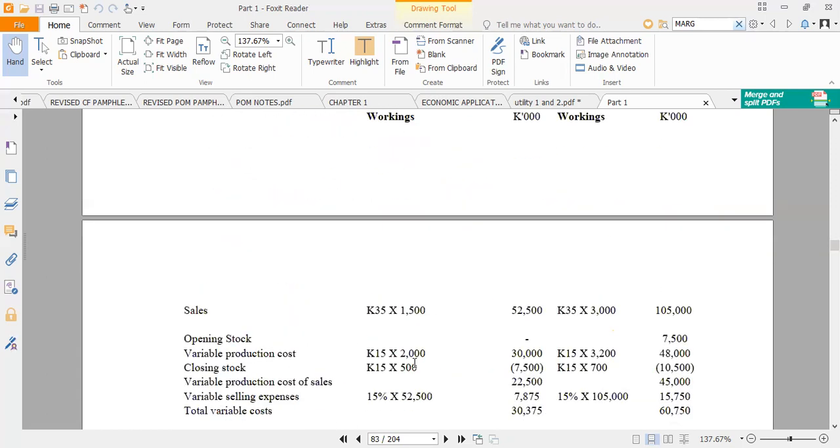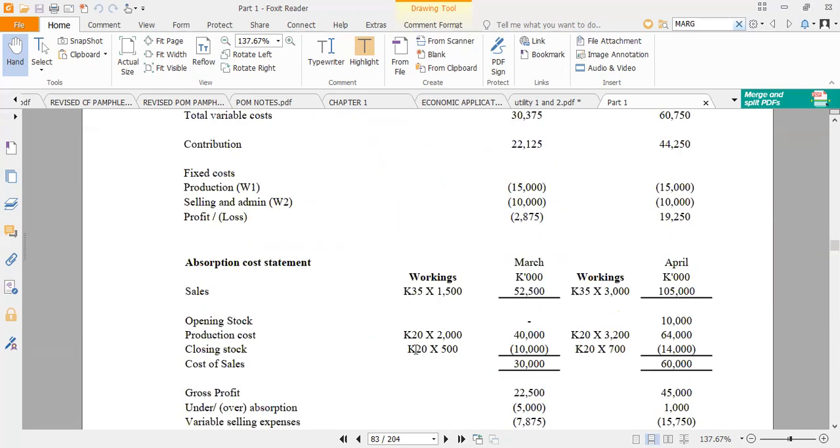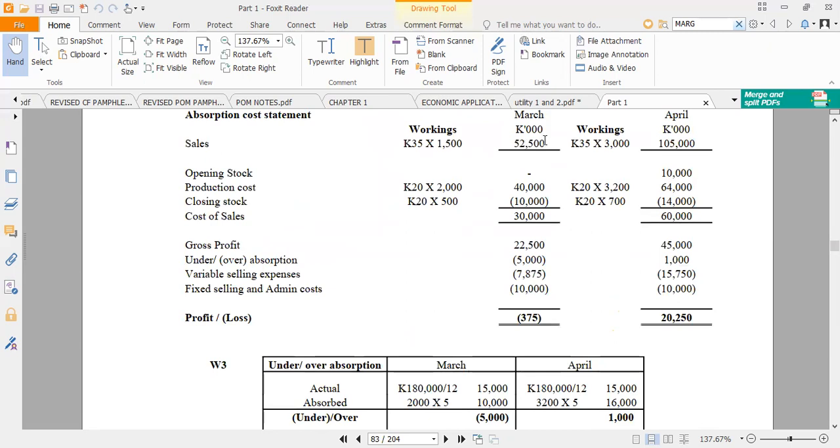So we are getting 20 times 2,000, which is 40,000. Closing stock was 20 times 500, which is 10,000. So the difference between these two is the cost of sales, which is 30,000. Then 52,500 minus 30,000, we have the gross profit of 22,500.